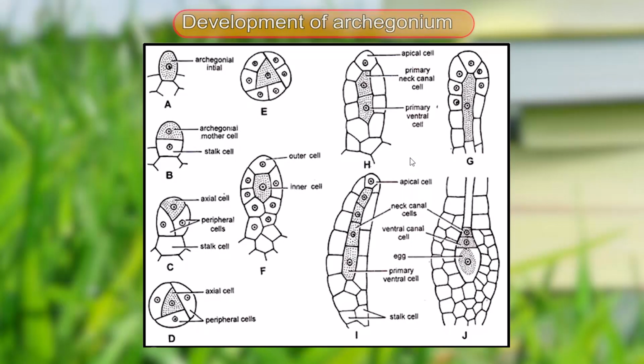Here I have just given a generalized form of development of the archegonia. It started with the archegonial initial, which was further divided into archegonial mother cell and the stalk cell. Further division took place and ultimately this mature archegonium was formed, which is a multicellular structure and it looks somewhat flask-shaped.